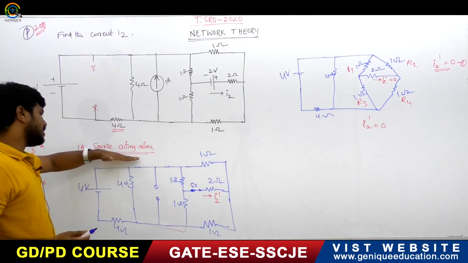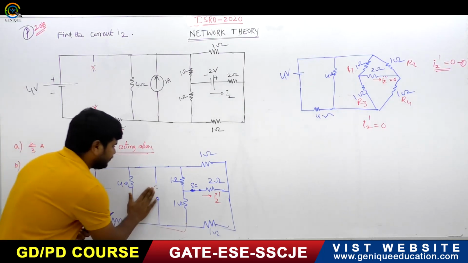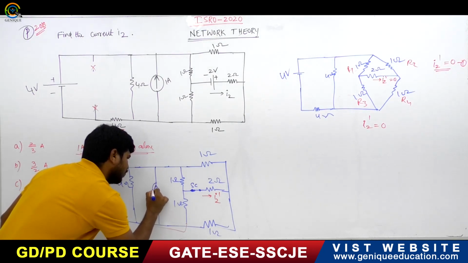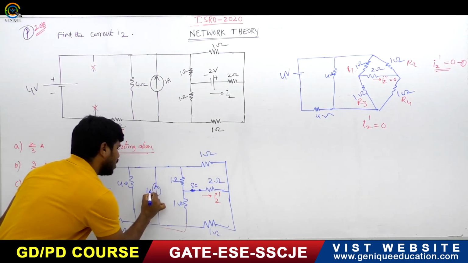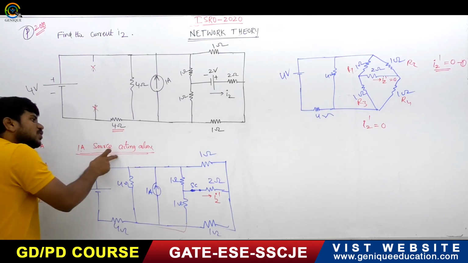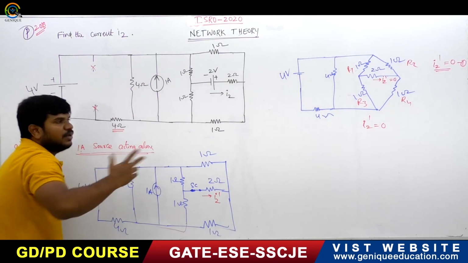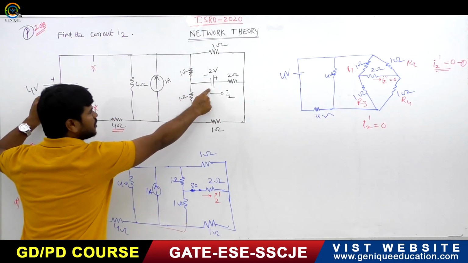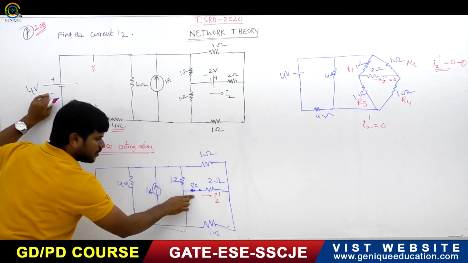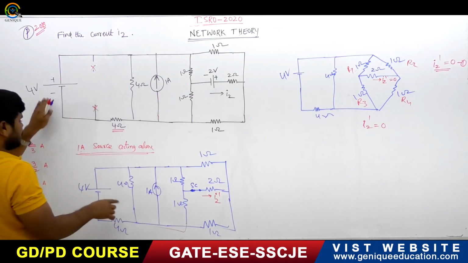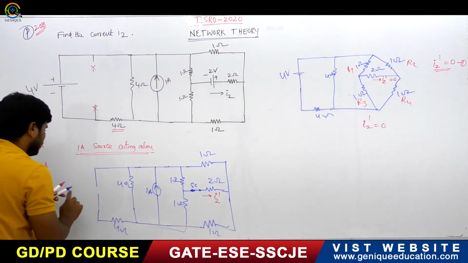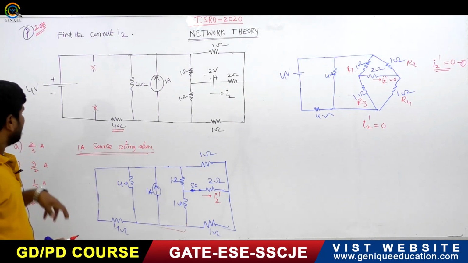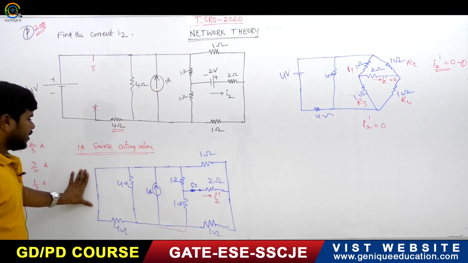If the 1 ampere source is acting alone, then what will this be? This will be the 1 ampere source. If the 1 ampere source is acting alone, the remaining others are deactivated. This is one source, this is one source. This will be short circuited, and this is also short circuited.